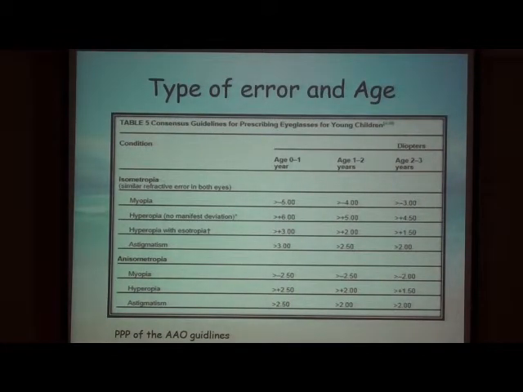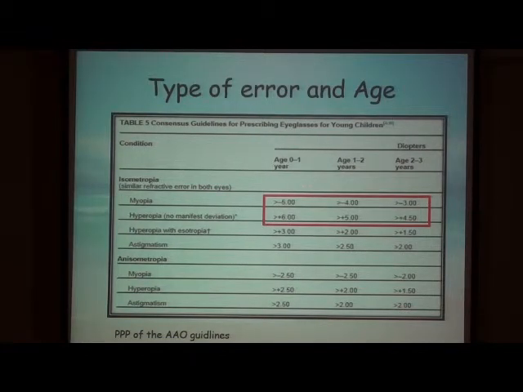The type of error and age: so again, what's the number above which I should prescribe the glasses? This is from the guidelines of the American Academy. For example, for a patient with myopia, ages 0 to 1, 1 to 2, 2 to 3, the recommendation is that in the first year of life I can ignore myopia up to -5, in the next year up to -4, then up to -3. And for a hyperopic patient without strabismus, without esotropia specifically, I can ignore up to 6.